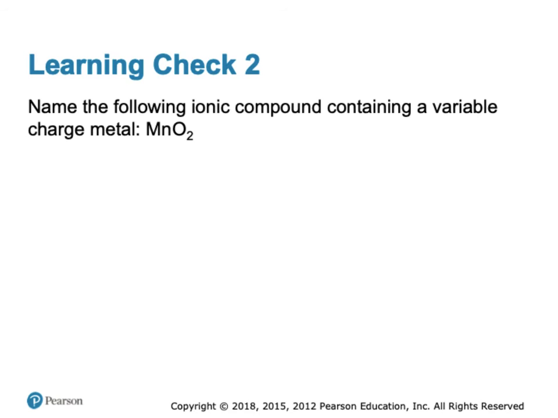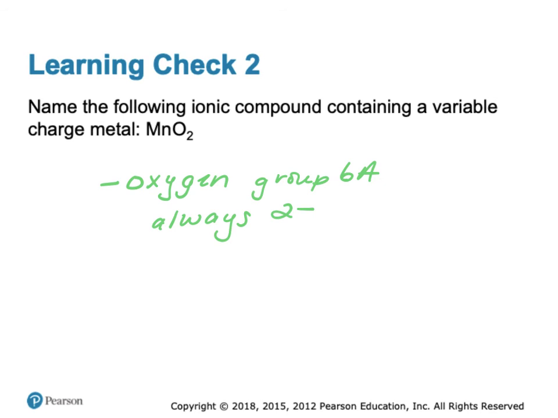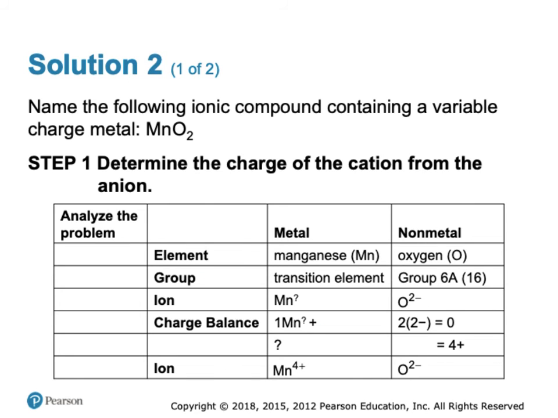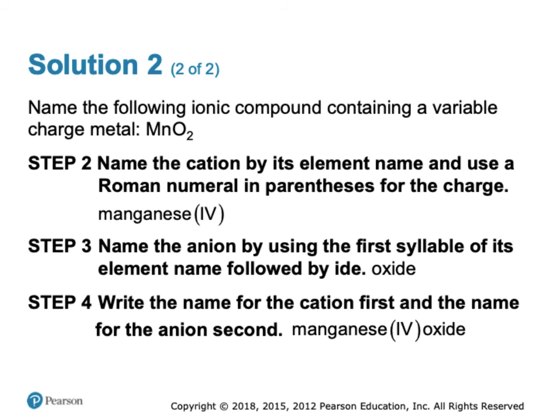Next, we have to name the following compound, MnO2. Pause your video and write down the name for this compound. Oxygen is in group 6A. It will always form a 2- anion. We have 2 of them, so 2- times 2 equals a net of -4. So we need a charge of +4, so this will be manganese(IV) oxide. Again, this table is just summarizing what I wrote down. Manganese(IV) oxide is the name of the compound.